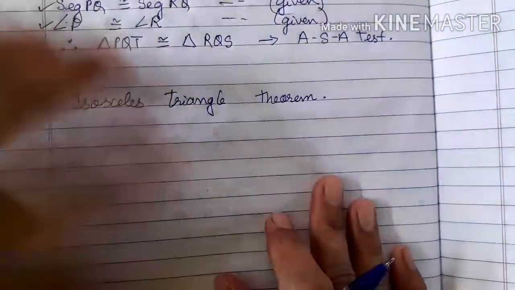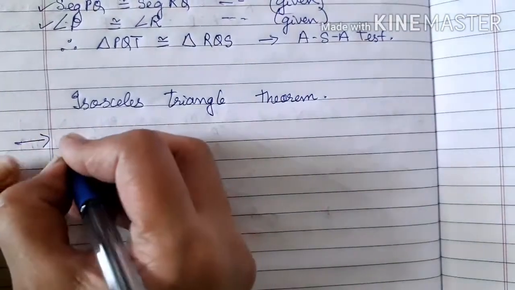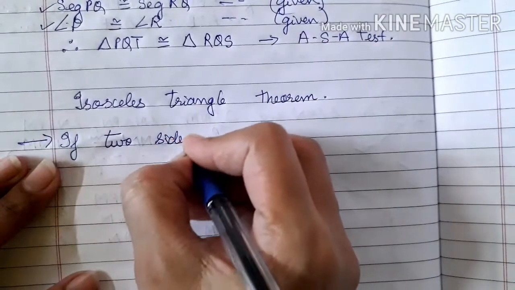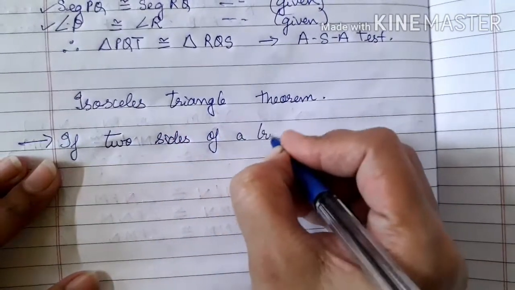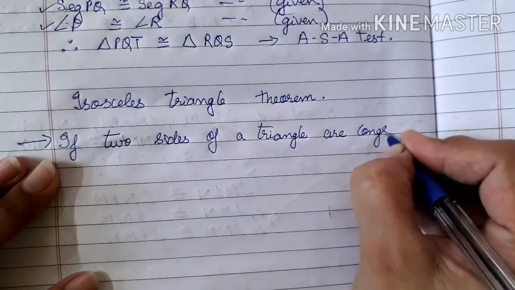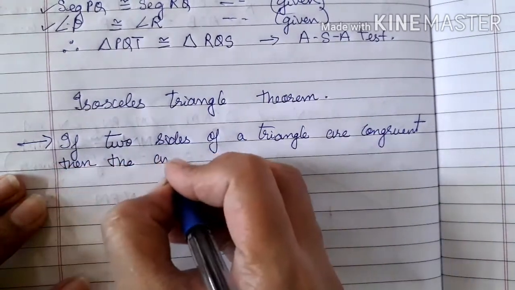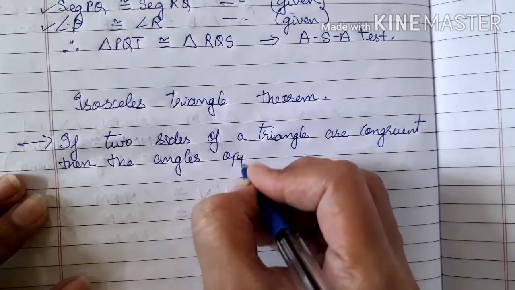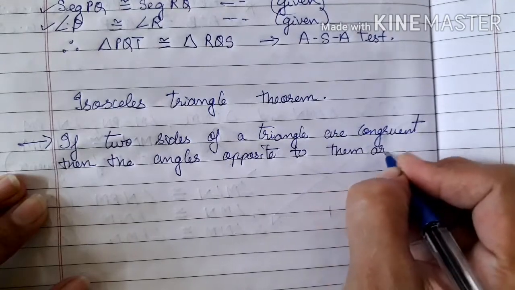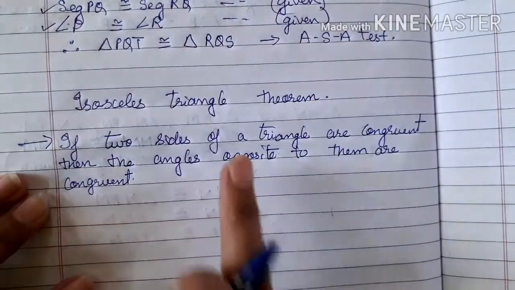Okay, now for this we have to first draw a diagram. According to the theorem, first we will write the theorem. If two sides of a triangle are congruent, then the angles opposite to them are congruent. Okay, now what is the meaning of this sentence?